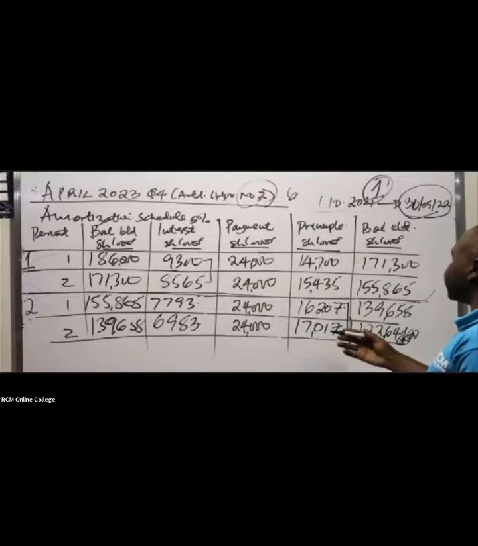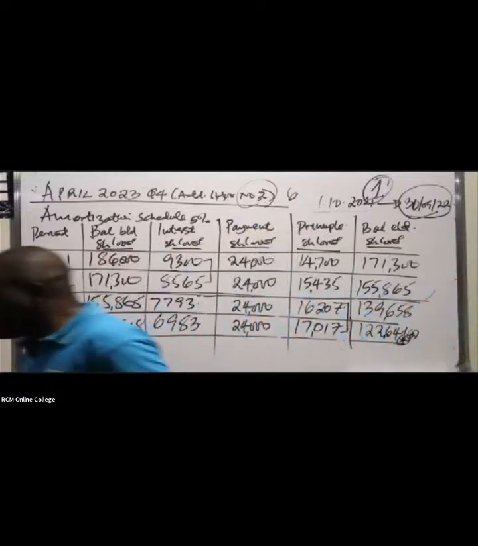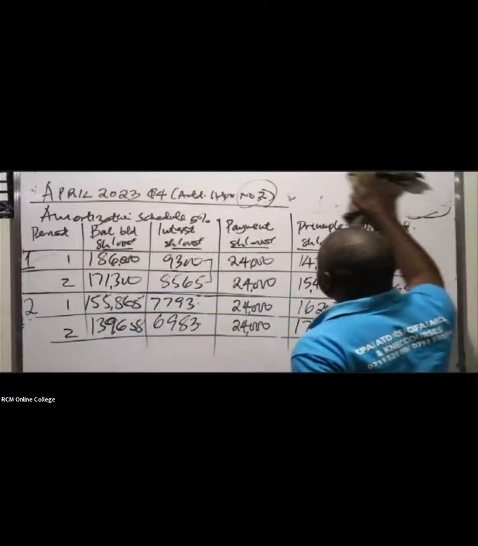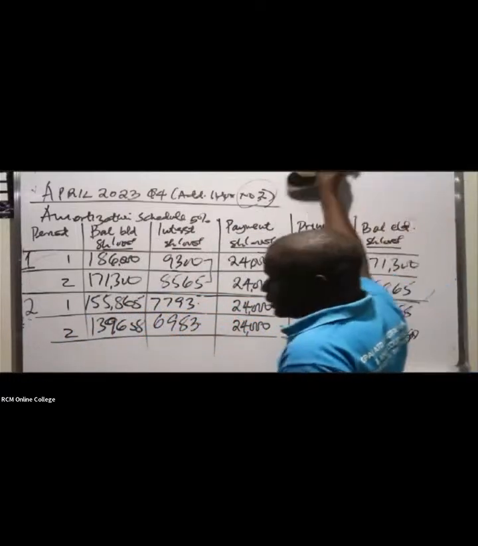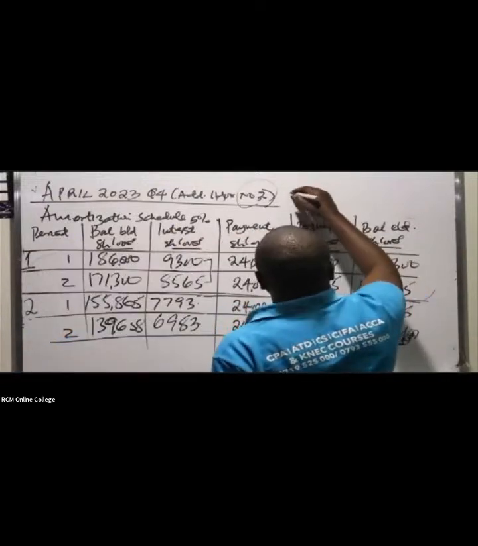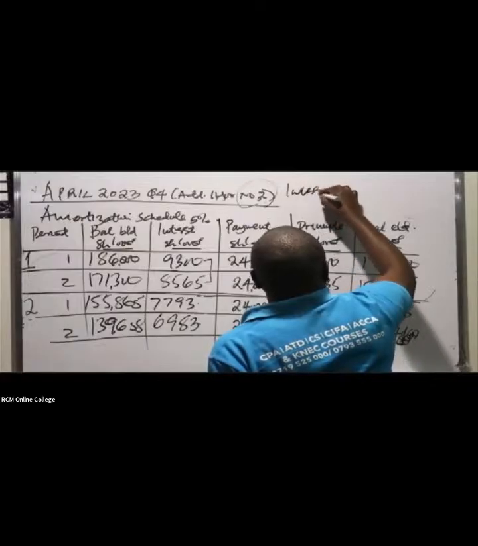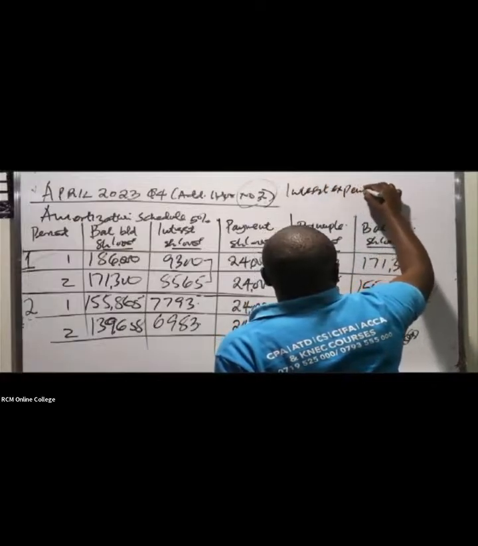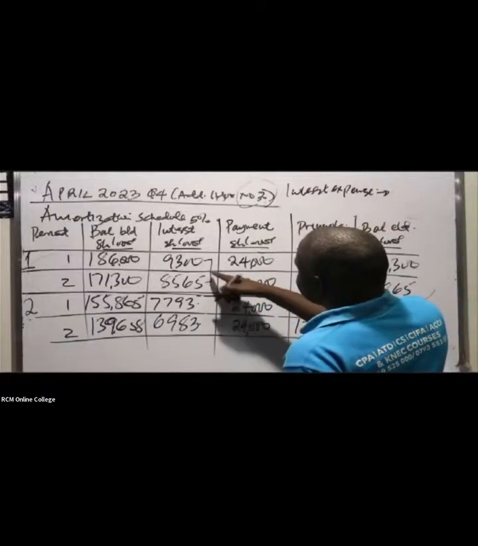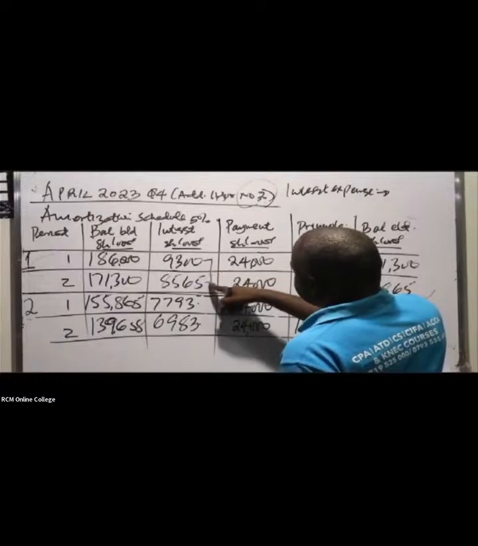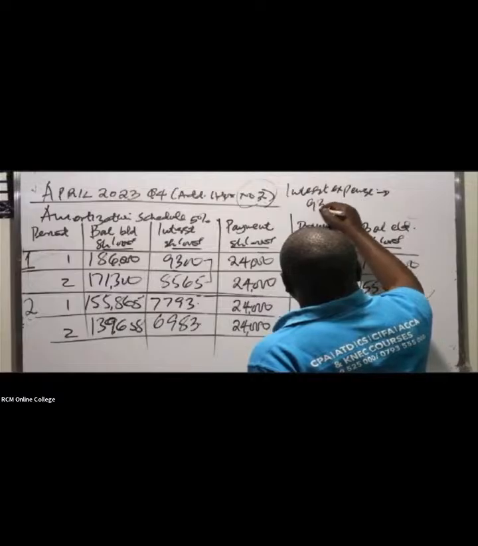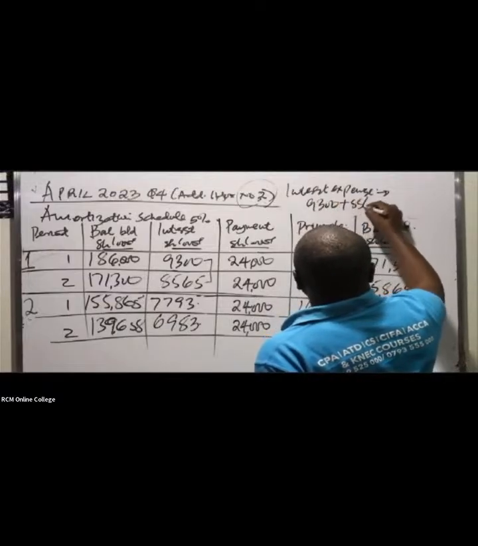So from this schedule, we can identify our interest expense, which will be part of the finance cost when preparing the final financial statements. You will take the two figures here. This is for two periods, the first semi-annual and the second semi-annual. So it will be 9,300 plus 8,565.